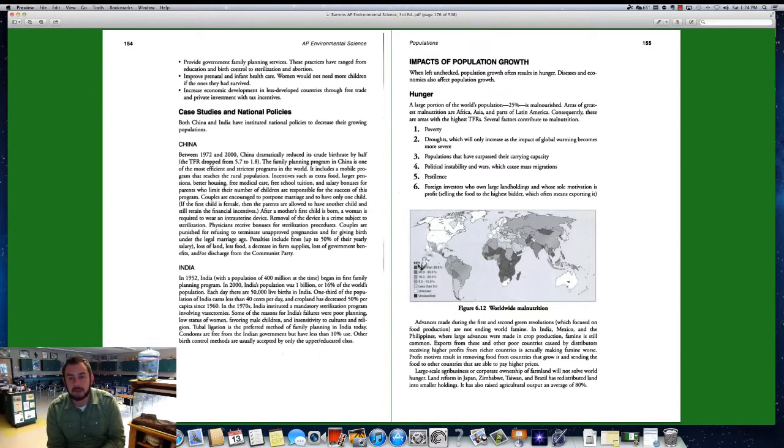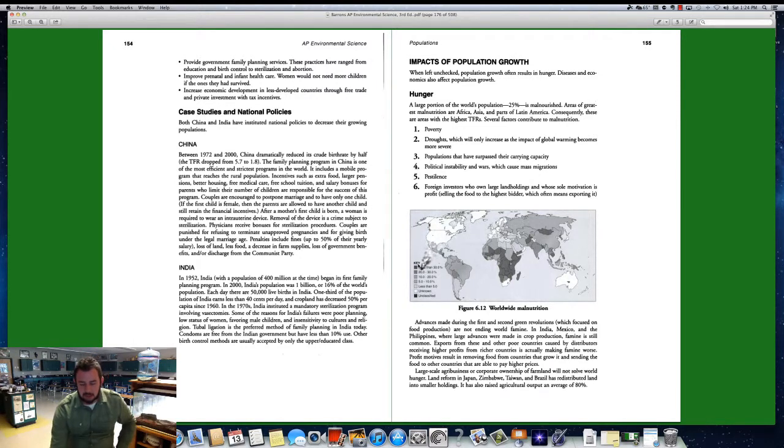Number 3, populations have surpassed their carrying capacity, too many for what the land can support. Number 4, political instability and wars, which may cause mass migrations of people moving out of that area. 5, pestilence. And number 6, foreign investors who own large land holdings whose sole motivation is profit in selling food to the highest bidder. So we're not just going to give food and distribute it evenly. Whoever has the most money wins, and that's unfortunately how some of this has gone.